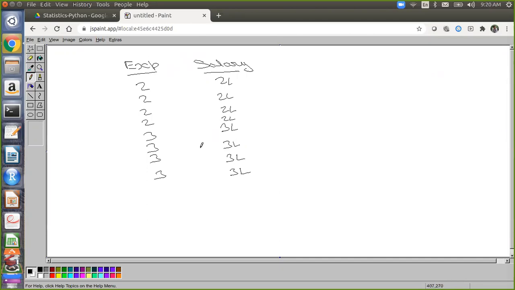Okay, so see, machine learning models are nothing but they are actually trying to mimic your brain. Now this is the data which I am showing you. Okay, now I'm asking you one question. What is the salary of a 2-year experienced person? What should be the salary? 2 lakh. And for a 3-year experienced person? 3 lakhs.